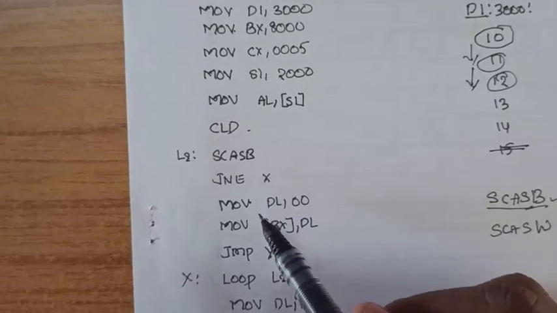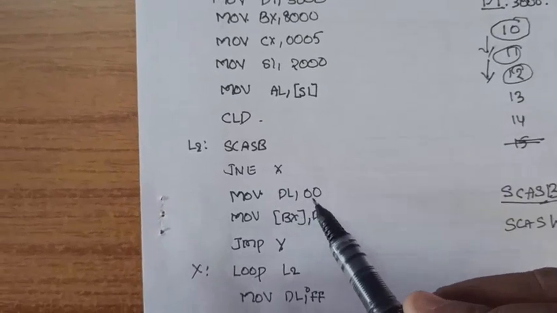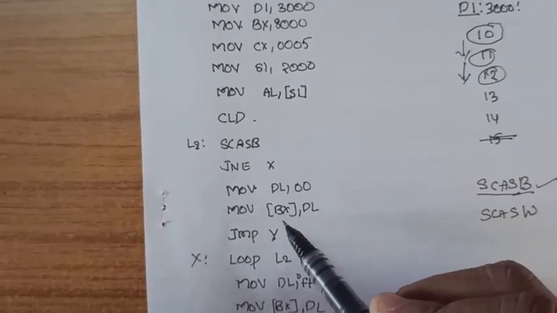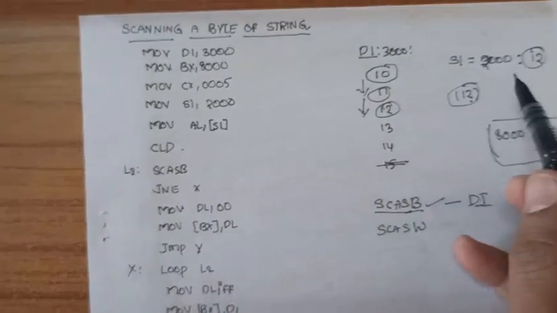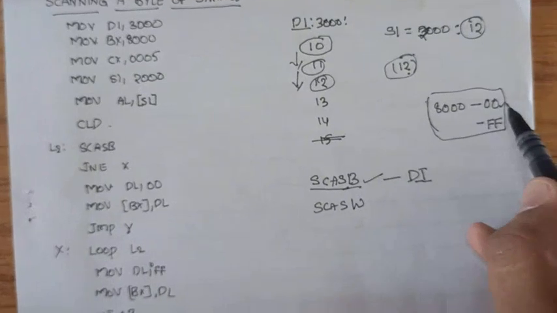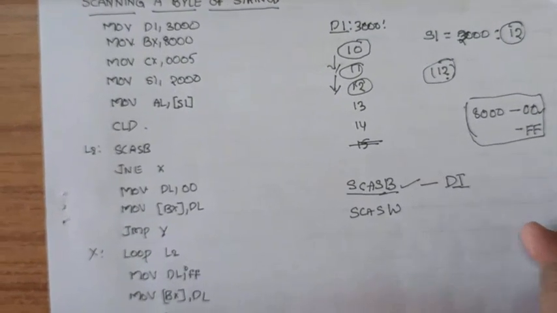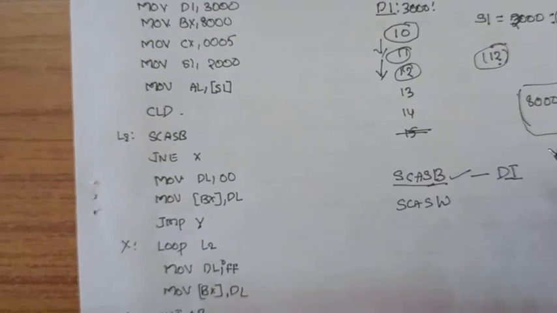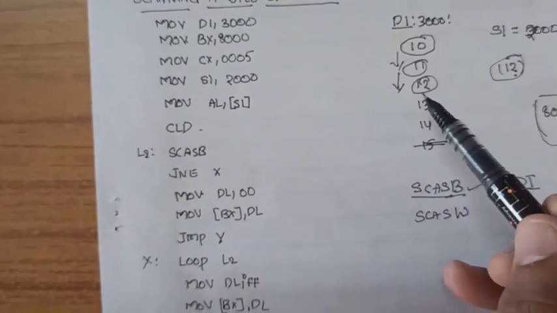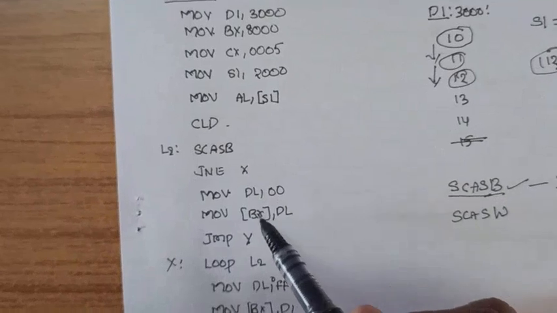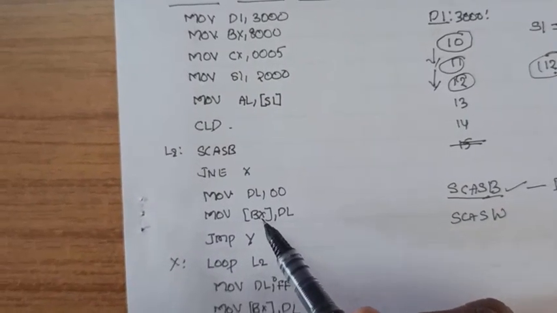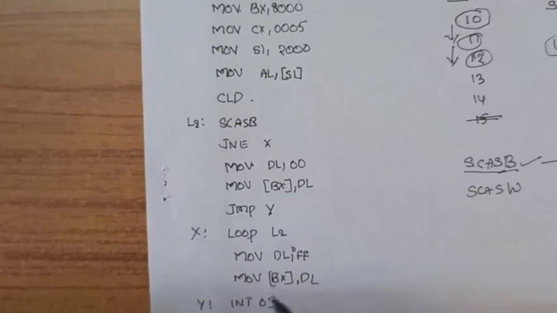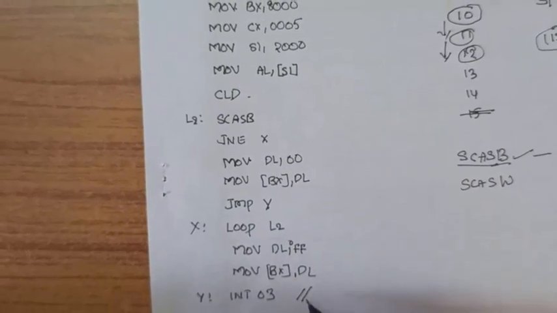Now after that, we are taking MOV DL, 00 and storing that 00 to the BX memory location. Why? If the data is found, we want 00 to be stored in this memory location. If data is not found, FF should be stored in the memory location. So as the data is found now, it stores 00 in the BX memory location and jumps to Y, which means it closes the program.